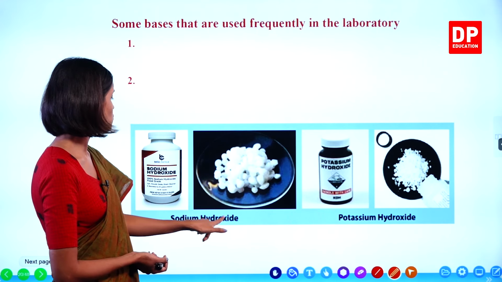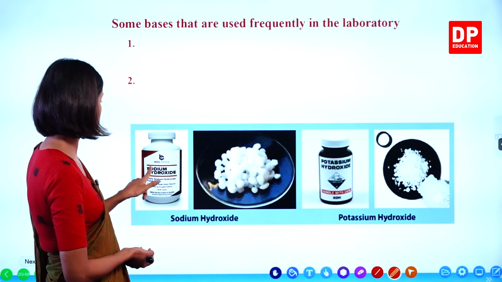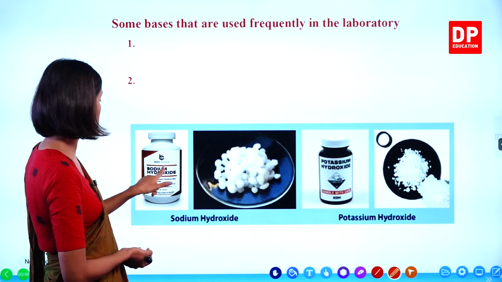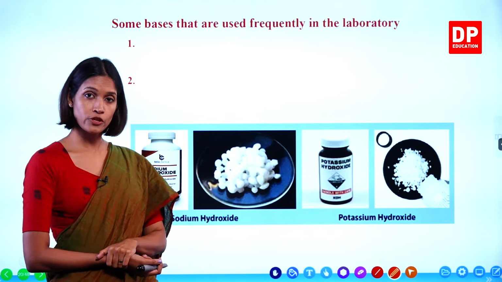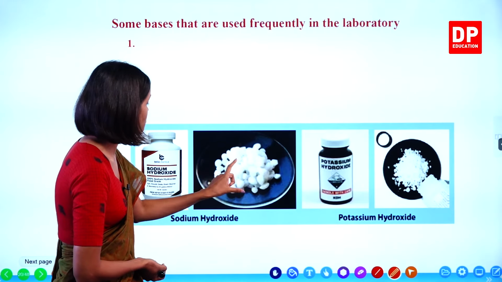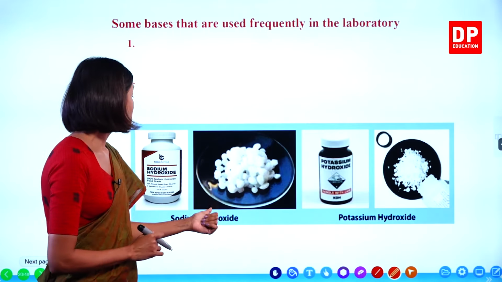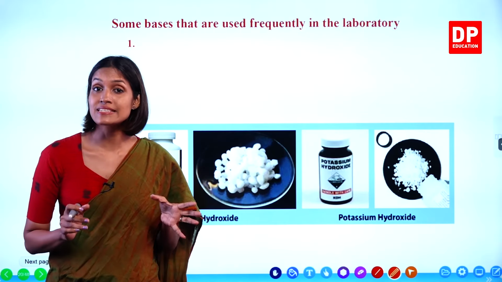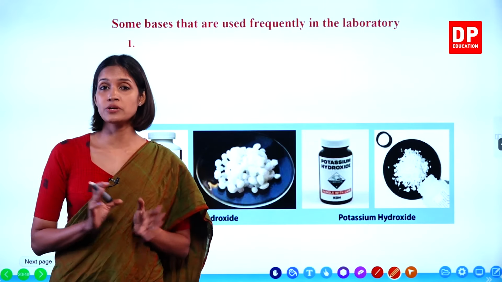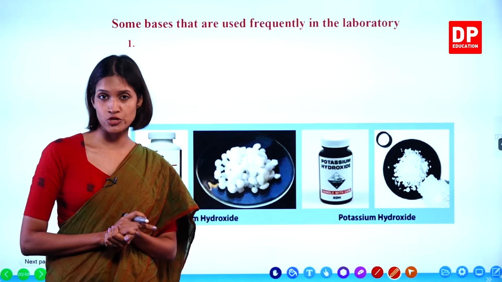Here you can see sodium hydroxide. Now look at this bottle, the label says sodium hydroxide. Now these are the crystals of sodium hydroxide. You can dissolve these sodium hydroxide crystals in water and then we can prepare the sodium hydroxide solution.